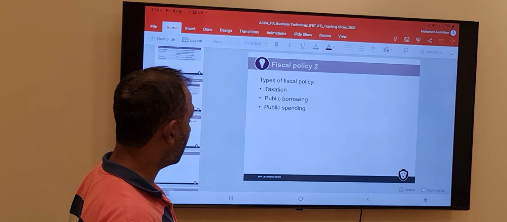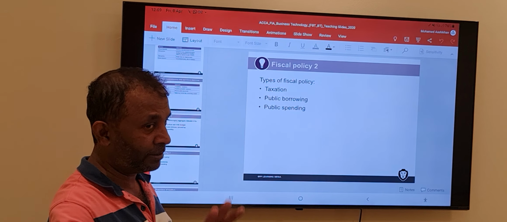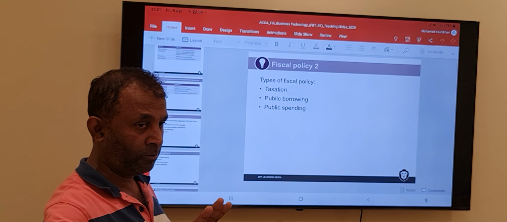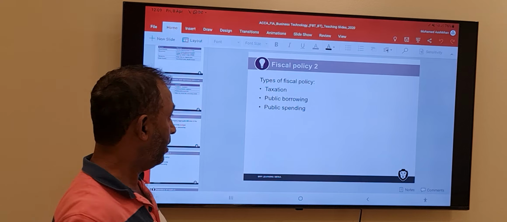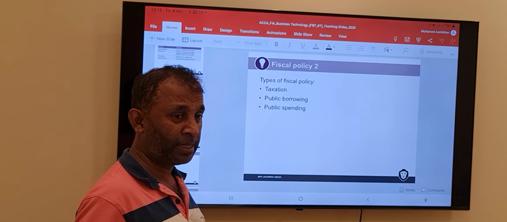What are the types of fiscal policy? Taxation, public borrowing and public spending. These are the three aspects. When you talk about fiscal policy, it's mainly taxation, public borrowing and public spending.